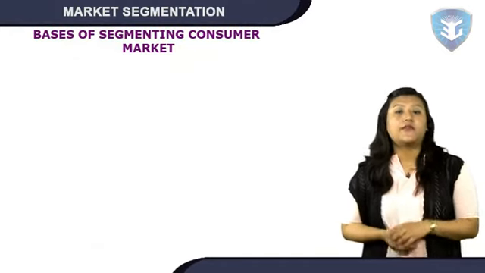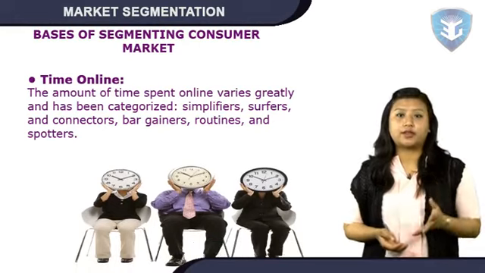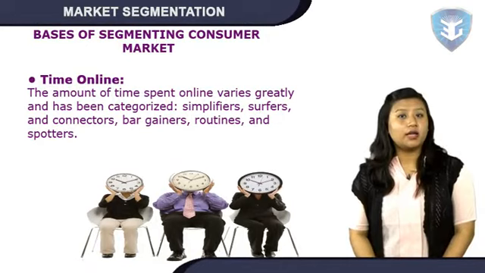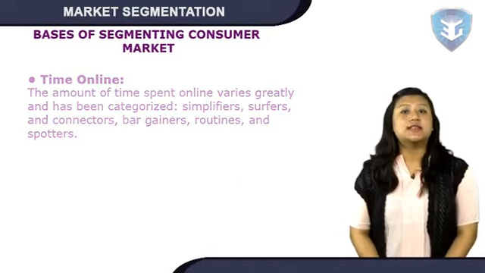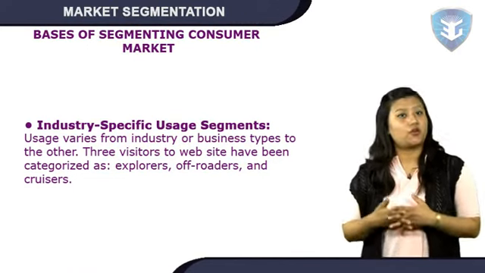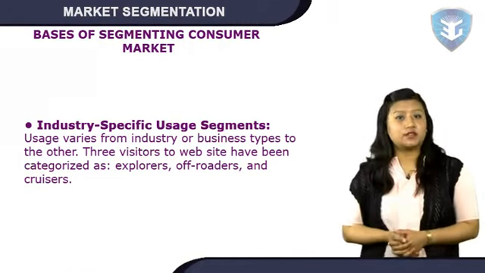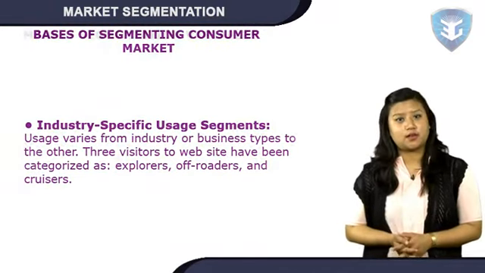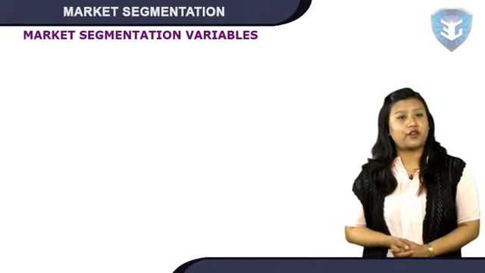Time online: the amount of time spent online varies greatly and has been categorized as simplifiers, surfers and connectors, bargainers, routiners and spotters. Industry specific usage segments: usage varies from one industry or business type to the other. Three types of visitors to websites have been categorized as explorers, off-roaders and cruisers. Let's study the market segmentation variables.